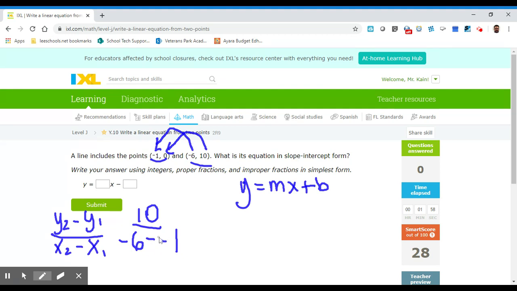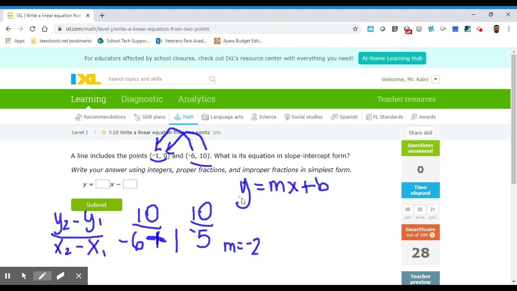So we have to make these two negatives into a positive. Two negatives make a positive. So what's negative 6 plus 1? It is negative 5. So 10 over negative 5. And 10 divided by negative 5 means that our slope is negative 2.